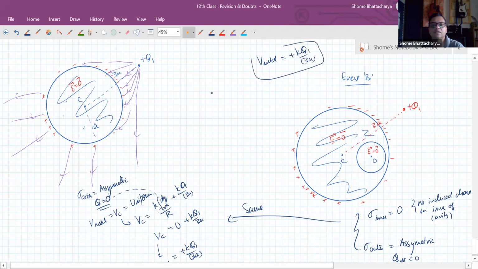So again, if you want to technically understand how this is happening, at any arbitrary point like this, the potential is equal to the potential due to the charge plus q1 plus the potential due to the sigma on the outer surface. Okay, so these two are giving me how much? Because this has to be the same as the potential at the center.